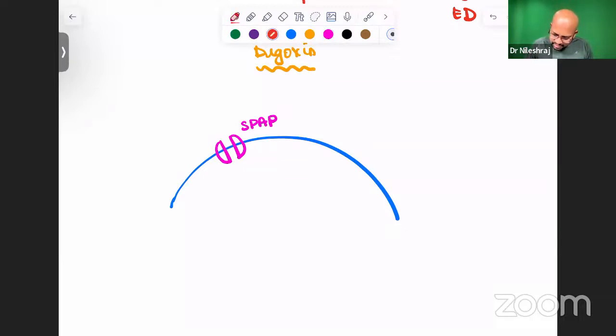The function of this is to produce efflux of sodium and influx of potassium. Because it is an ATPase pump, movement is happening against the gradient. Sodium is moving out and the potassium is coming in. That's the function of this particular sodium potassium ATPase pump, which exactly is inhibited by digoxin. So digoxin will be inhibiting it.